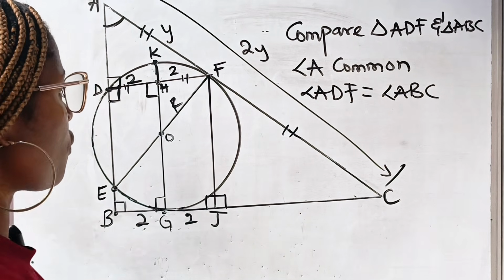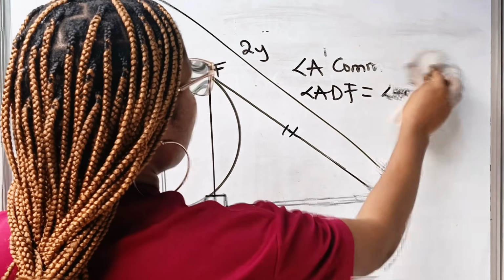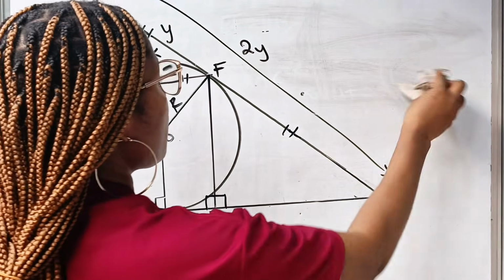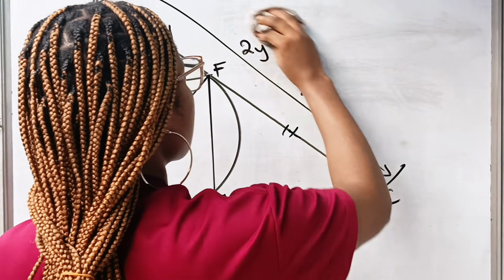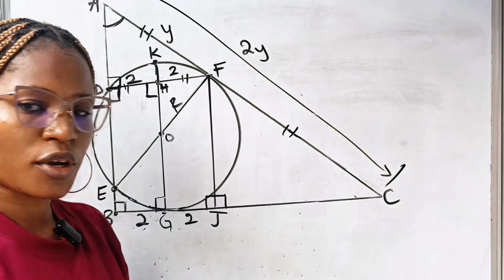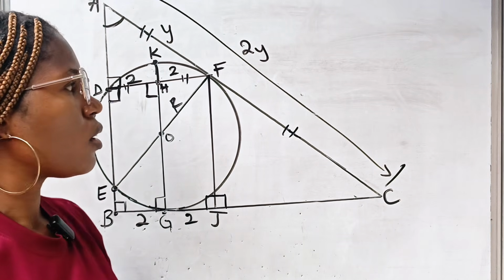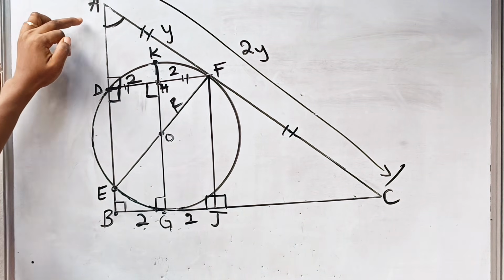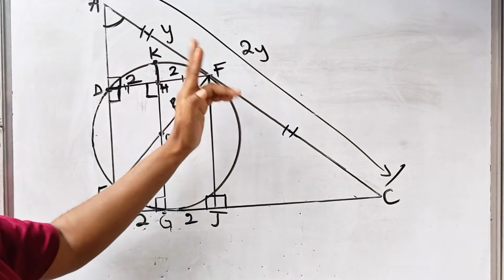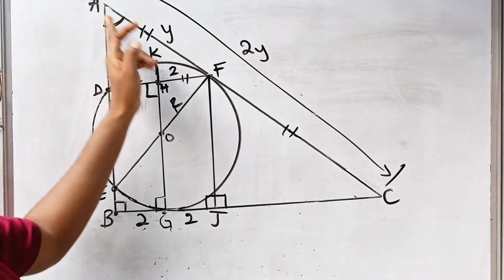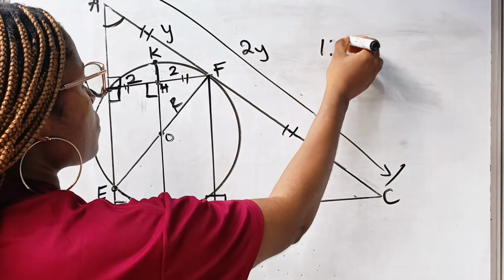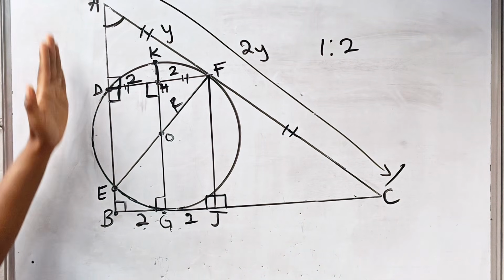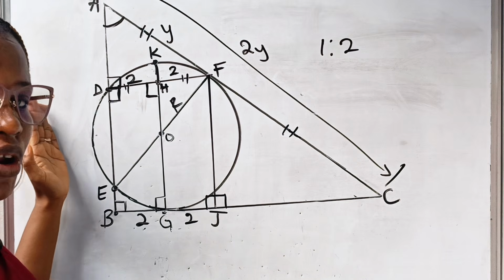So moving forward, remember that if they are similar, the ratio of their corresponding sides are equal, right? If you look at the side AC and AF, you can see that their ratio is 1:2. Therefore, all the sides should have the same ratio, 1:2.